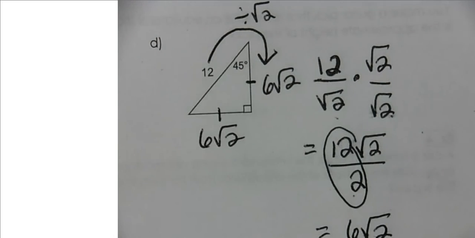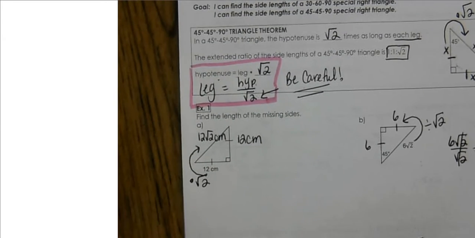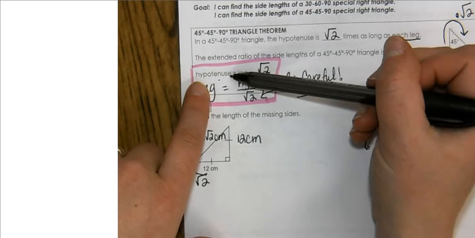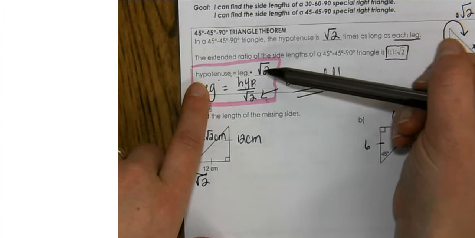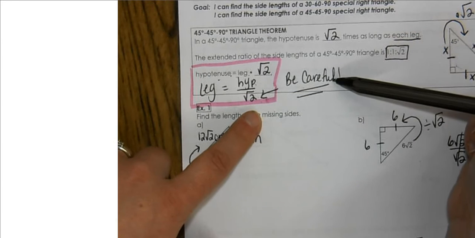So just to recap, in a 45-45-90 triangle, there's a relationship between the leg and the hypotenuse. A hypotenuse is equal to a leg times the square root of 2, and a leg is equal to the hypotenuse divided by the square root of 2, and you'll need to make sure that you are careful and rationalize the denominator if necessary.